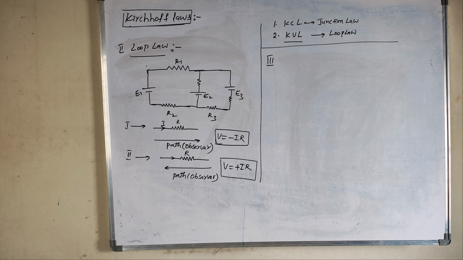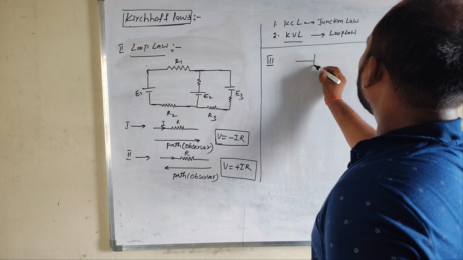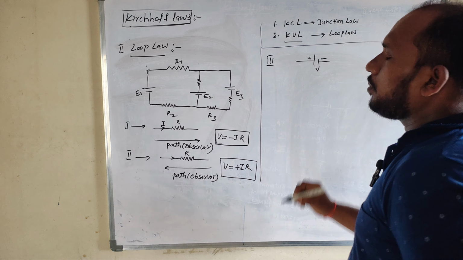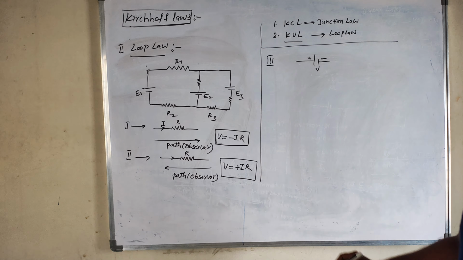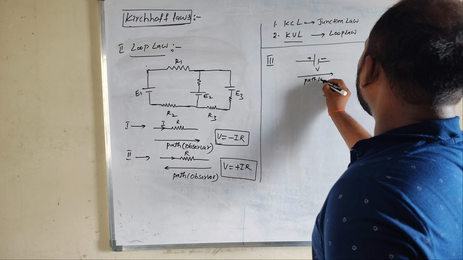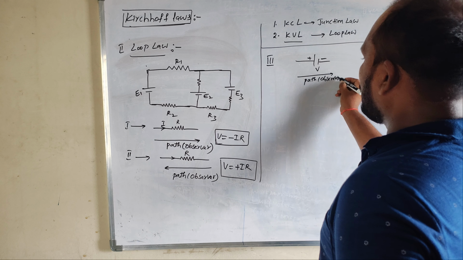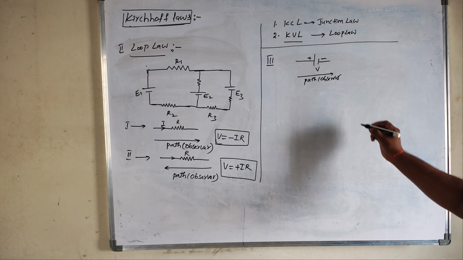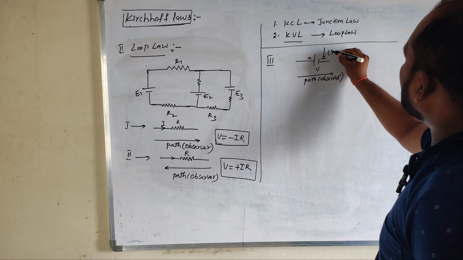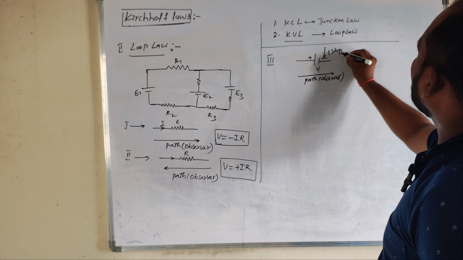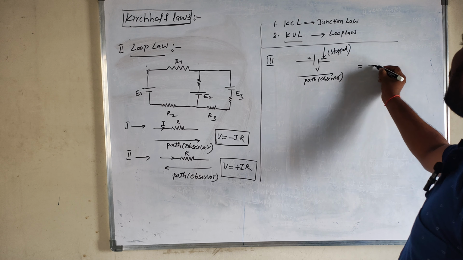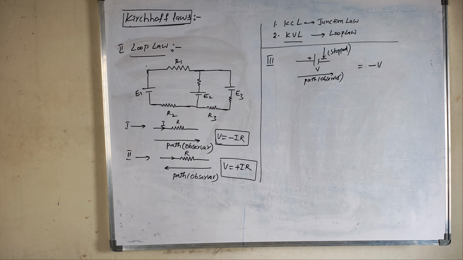Next, the third rule. I am traveling from higher potential to lower potential. This is the plus sign, this is the minus sign, with a potential difference of V. Now I want to move in this direction. The observer path is where I have to stop, here at lower potential. So the answer is minus V.